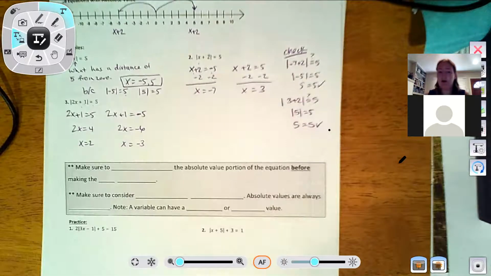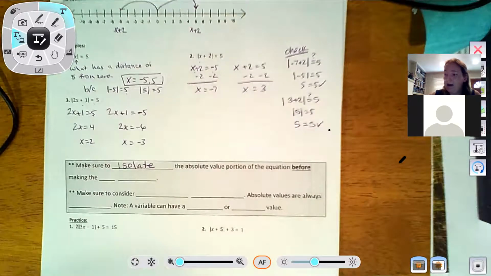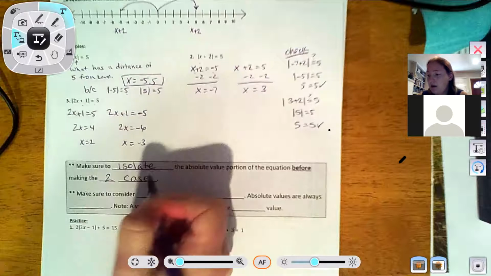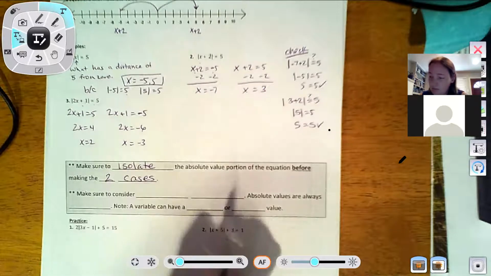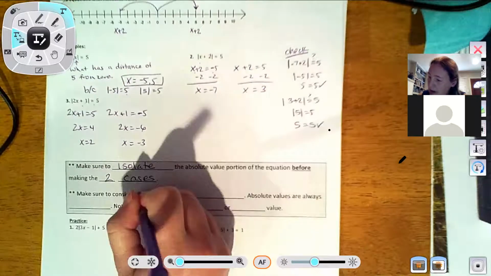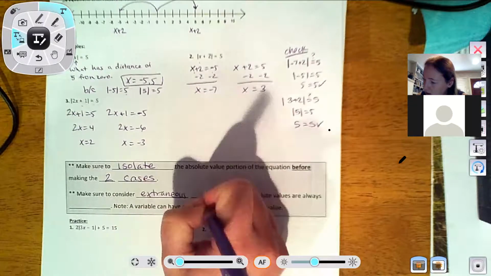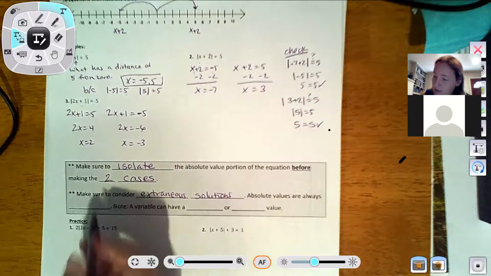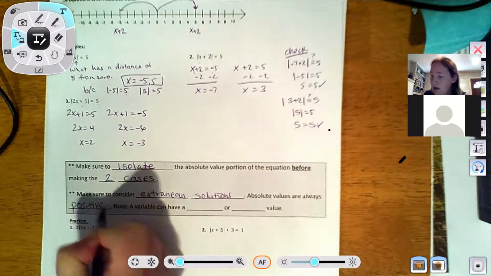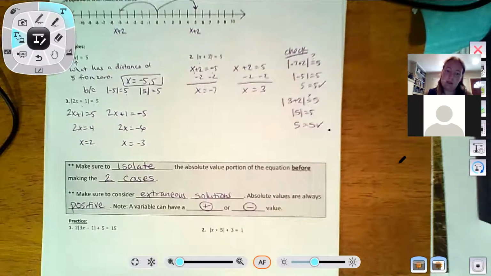So you want to make sure to isolate the absolute value portion of the equation before making your 2 cases, because you are going to see the absolute value can be these 2 things. So it needs to be isolated to have that meaning. When you do absolute value, you can also end up with extraneous solutions or fake solutions. Absolute values are always positive because it's a distance. The variable, though, can be positive or negative. So I wanted to show a couple special cases.